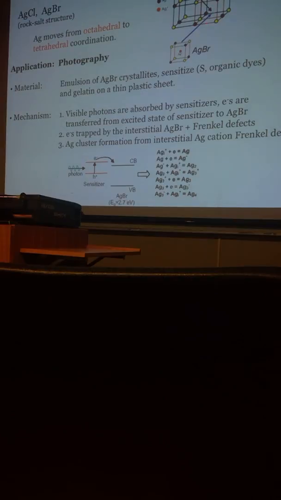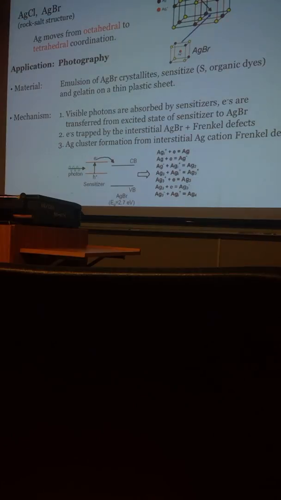The interstitial site within this rock salt substructure is here, at the center of one of the cubes. If the silver goes to this position through the Frenkel defect, how many nearest surrounding ions does it have? That is 1, 2, 3, 4, which is tetrahedral. So the octahedral site is now moving to the tetrahedral site.